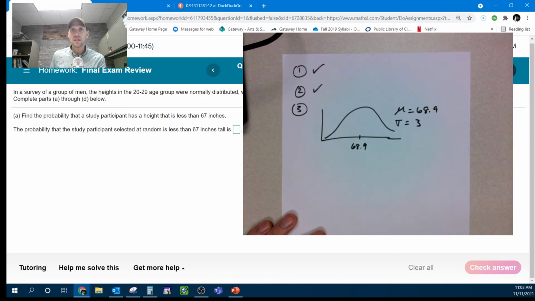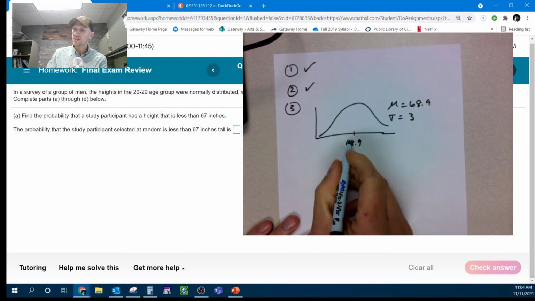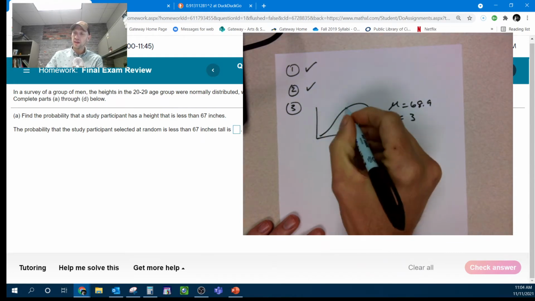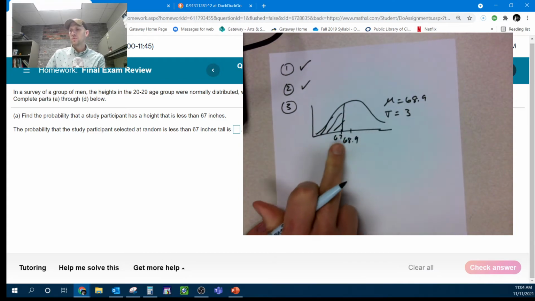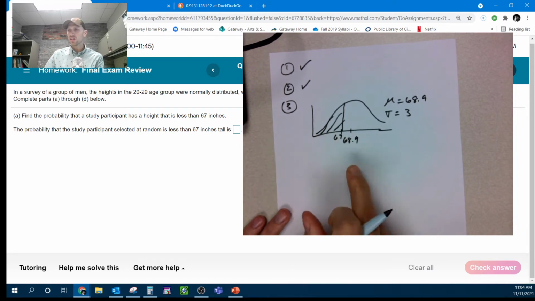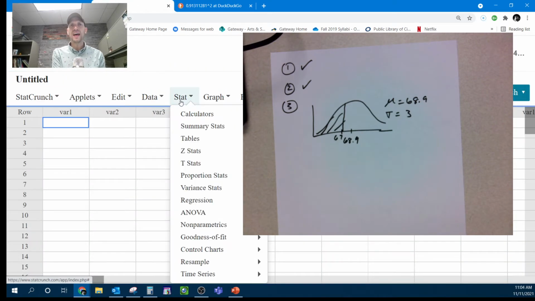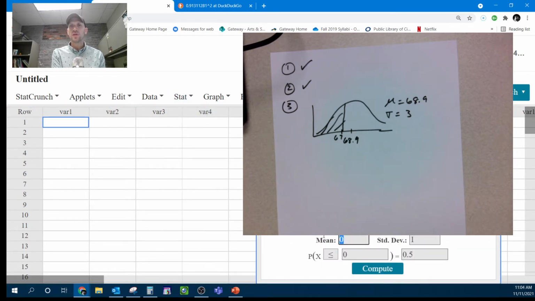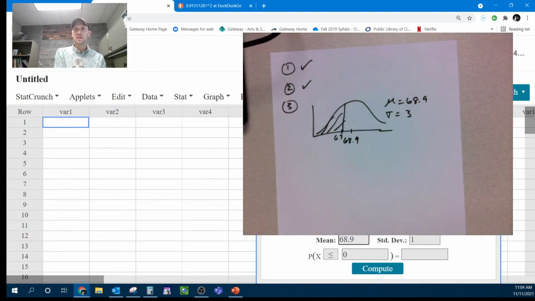Okay, let's see. A study participant is randomly selected. What's the probability that that participant is less than 67 inches? 67 is just a little bit below average. There you can see that. There's that 67, and the probability that's below that. We can find that probability by finding the z-score and then using the z-table. I'm just going to use StatCrunch here for that. So for StatCrunch, we can go to Stat, Calculators, Normal Calculator, put in the mean and standard deviation. Mine is 68.9 for the mean, and then a standard deviation of 3.